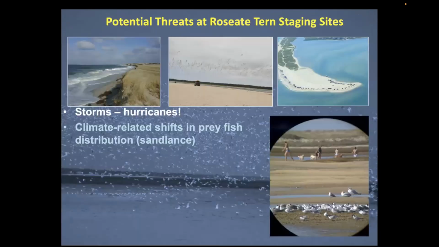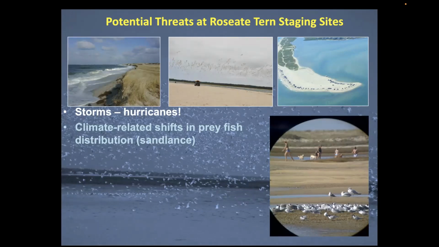So let me just do a quick review of the potential threats to the birds at these staging sites. Number one is storms, hurricanes. I already mentioned before about Hurricane Bob back in 1991, which had a devastating impact. Basically, you watched 5 years of population growth get wiped out, most likely due almost to a single storm.